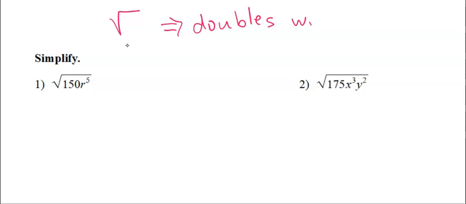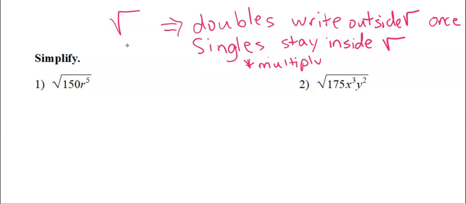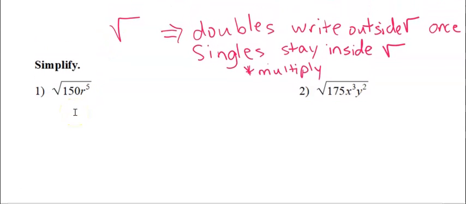So doubles you write outside the square root once. And anything that's single has to stay inside the radical. Singles stay inside. Okay. And so everything that's on the outside and everything that's on the inside, we want to multiply them back together. Okay. All right, so let's look at our first example.